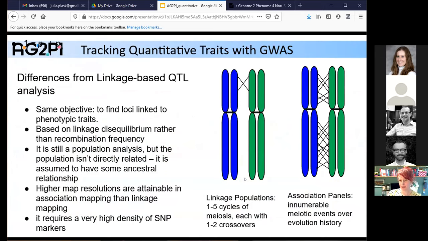And it's a population-based analysis, but rather than having a clear family structure from a planned mating, something that happens in crop plants and agricultural animals, but would not happen in human populations, of course, it relies on just assumed ancestral connections due to many, many rounds of meiosis over history. You get some really high resolution across the genome, but you need a very high density of SNP markers.